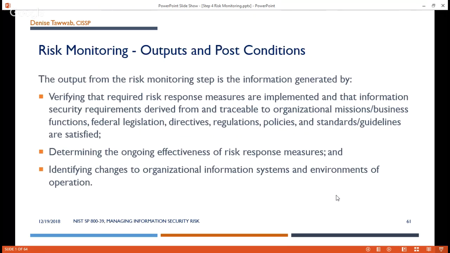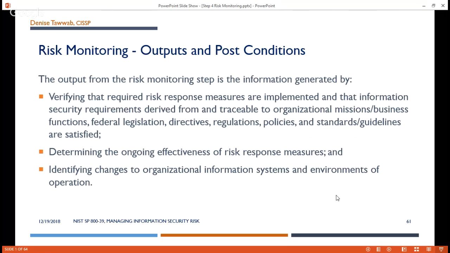We're almost done. The output from the risk monitoring step is the information generated by verifying that required risk response measures are implemented and that information security requirements derived from and traceable to your business functions, legislation, standards, and guidelines are satisfied. Determining the ongoing effectiveness of risk response measures. And the final output, identifying changes to organizational information systems and environments of operation.